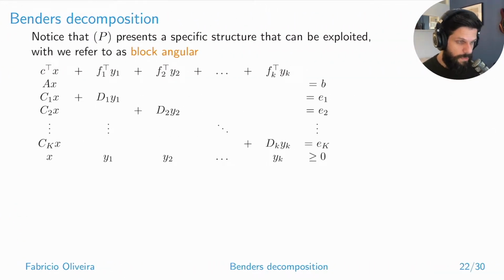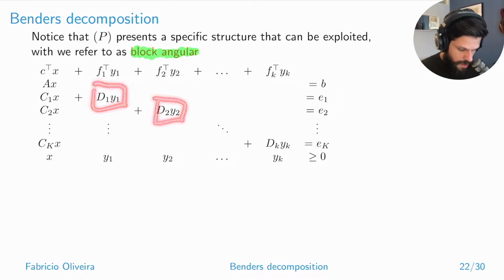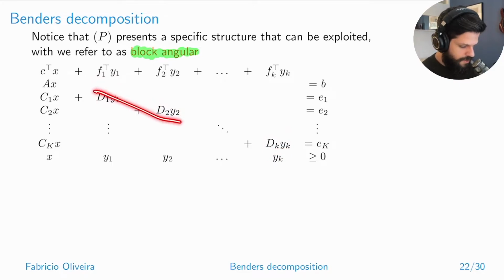This is the structure that we call, in the context of Bender decomposition, you might see this term, block angular. Block angular is something that you take from matrices. It means that when you look at the matrix associated with this problem, you see that you have these blocks of coefficients that can be arranged in a diagonal shape, and that's the reason why you have this name block angular.